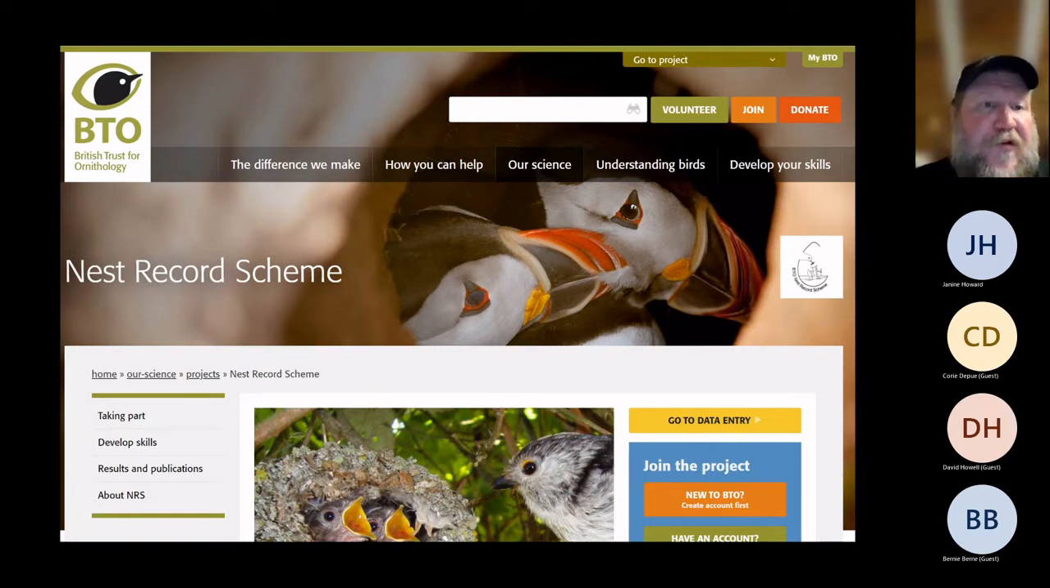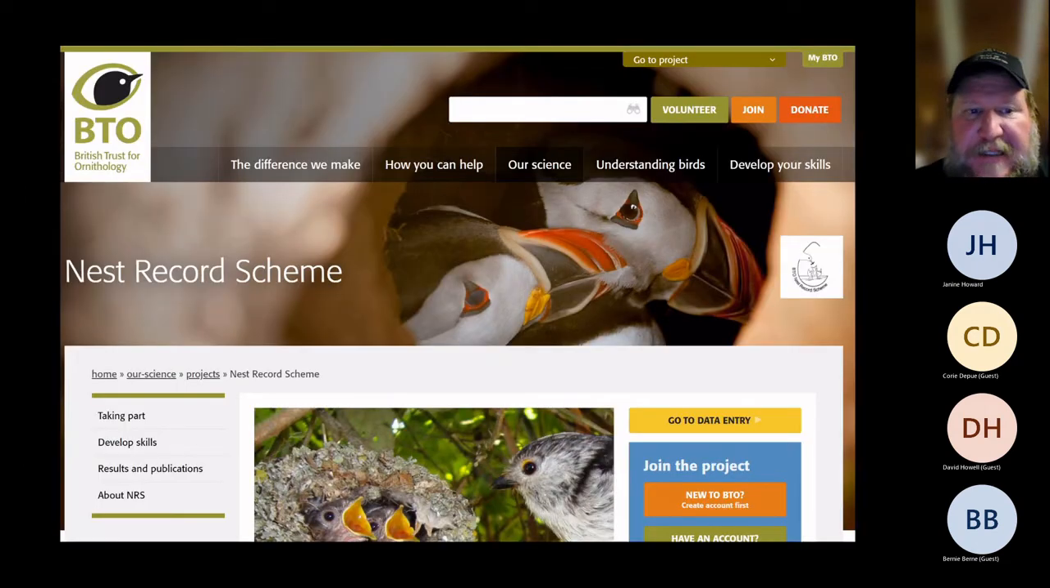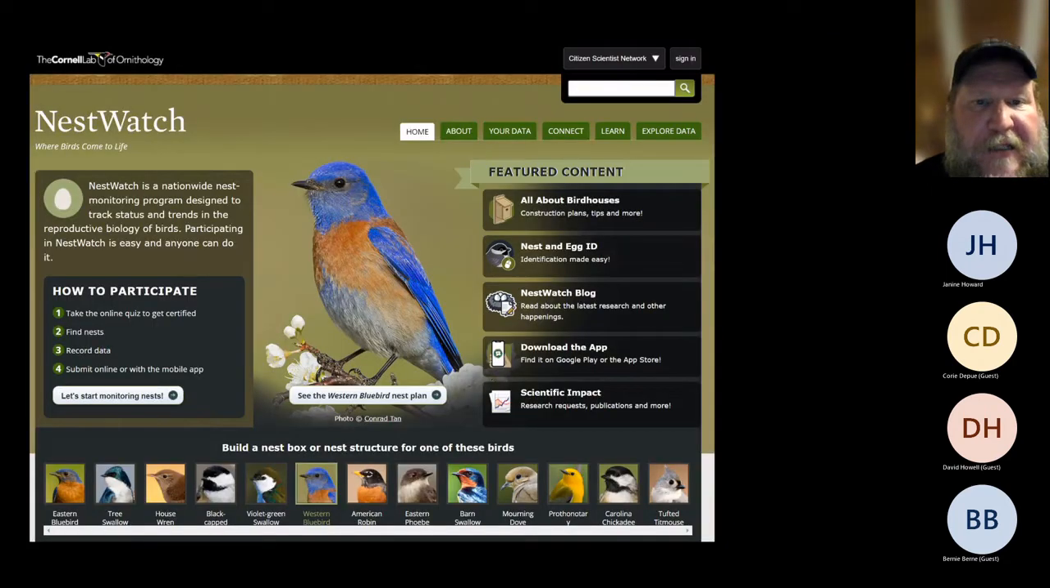The British Trust for Ornithology has a nest record scheme that's been going on for many, many years. And we, in North America, have a similar project called NestWatch. I think the Nest Record Scheme is quite older, but both of these projects, the Nest Record Scheme and NestWatch, depend on amateur birders to get out there.